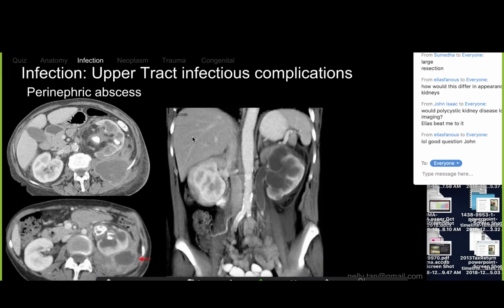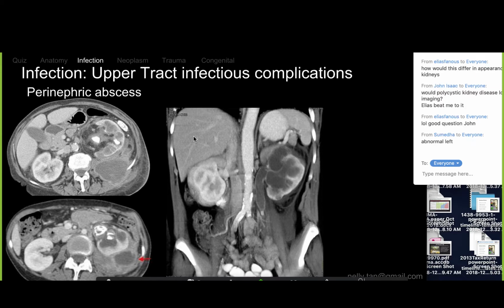Here is another example of upper tract infection. And so what do you see here on this coronal image? Normal kidney, abnormal, and if it's abnormal, what's abnormal about it? Any guesses? Good. Yes. So this one is hydro because this is a better image. Do we know why this patient has hydro?